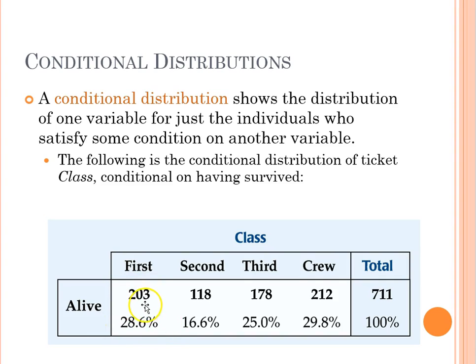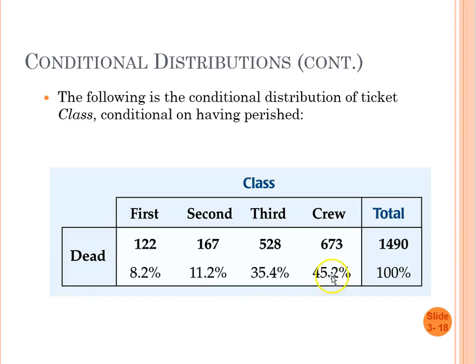These percents then correspond to the number of first class passengers relative to the total number of passengers that survived. So again, we've conditioned upon the fact that they have survived. We can also condition upon whether or not the passenger has not survived.